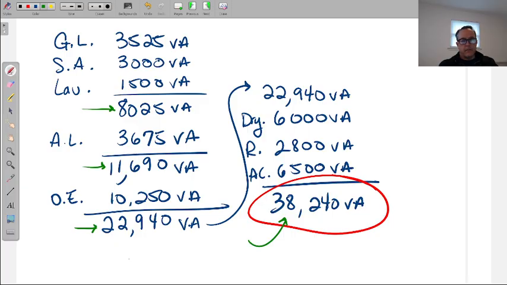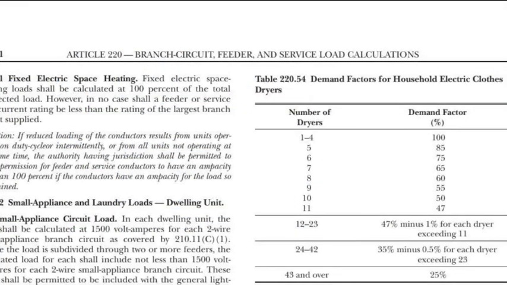Yeah, the range is 2,800 because it's the 3,500 derated by the demand factor of 80. Dryer 100%, air conditioner 100%. I thought the dryer you had to multiply by 0.8. No, that's only the oven. If we have 4 or more dryers, then there is a demand factor, but the dryer has no demand factor for 1 through 4 dryers. Okay, got it. 100%.